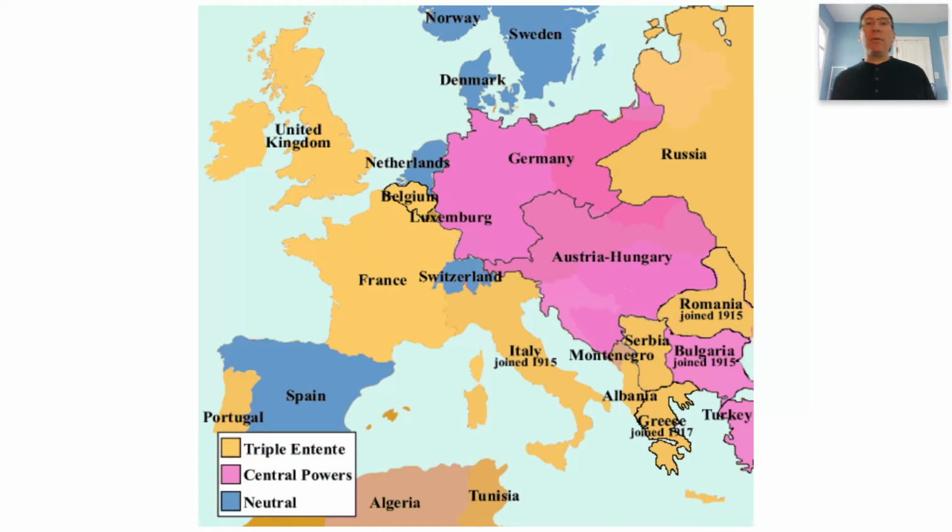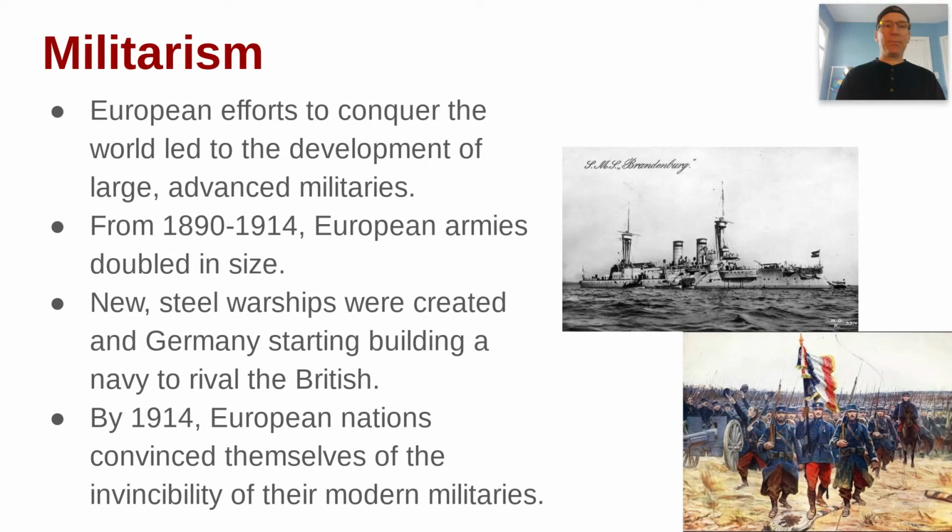This is a map of Europe at that time, just to show how things lay out. So our blue are neutral nations, so they're not going to participate. And then we have the Triple Entente and the Central Powers, or the Triple Alliance. And notice that they are largely surrounded by the Entente, and this is going to lead to problems for this alliance.